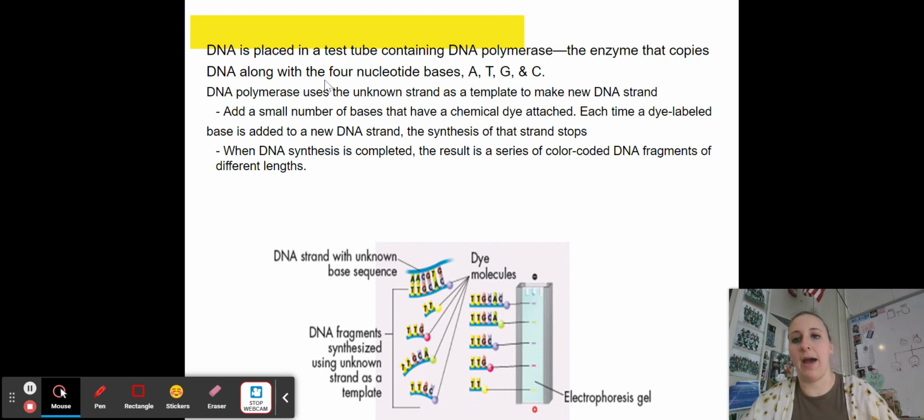So this is how we make our electrophoresis work. So we put the DNA in a test tube containing the DNA polymerase. So remember, DNA polymerase's job is to copy the DNA.